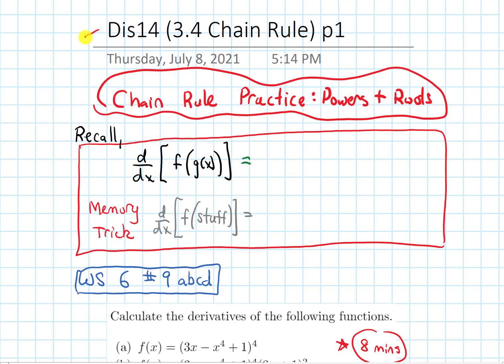Welcome to discussion 14. In today's discussion, we'll be focusing on section 3.4 on the chain rule. And in this video, we'll be doing some practice problems that involve powers and roots.